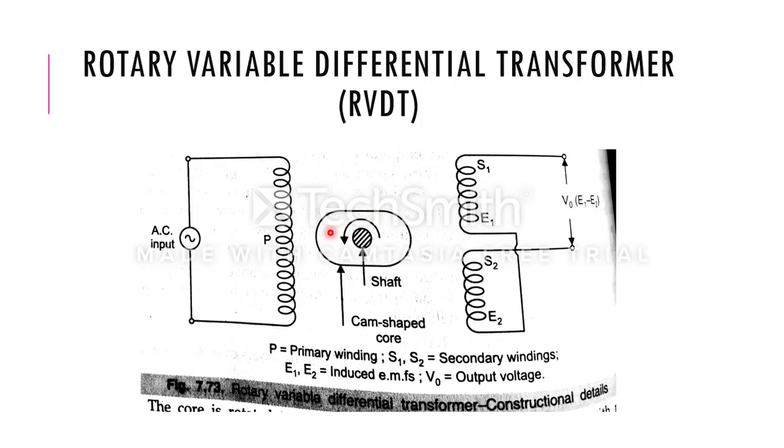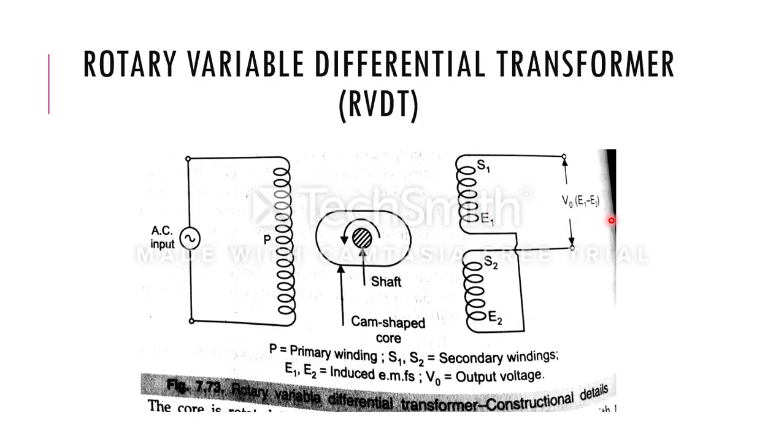Now in this case we have a cam-shaped core, or a rotating core. The working principle is similar to the linear variable differential transformer, the LVDT, so we will be getting an output in the secondary. If we rotate the camshaft in one direction, that is the clockwise direction, then we will be getting a voltage where one voltage will be greater than the other.